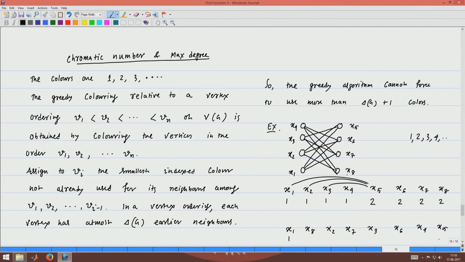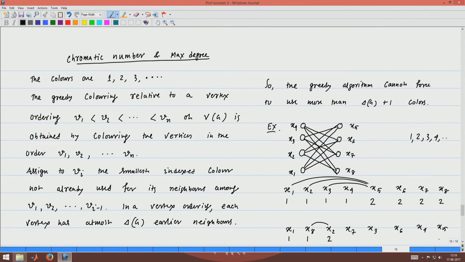For x8, it has no neighbor on the left hand side. So, again you can use the color 1. Now, for x2, it has neighbor on the left hand side x8. So, you cannot use color 1 again for x2 because x2 is adjacent to x8. So, you have to use the smallest index color which has not been used for its neighbor on the left hand side. So, you have to use color 2 for x2.